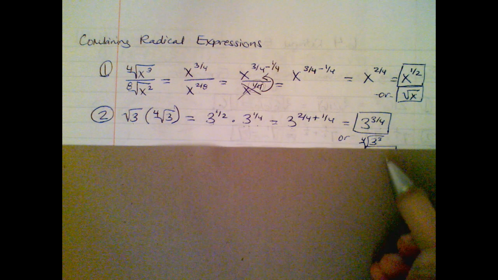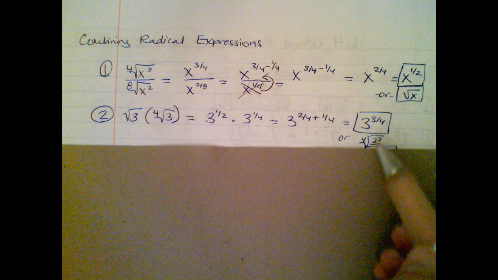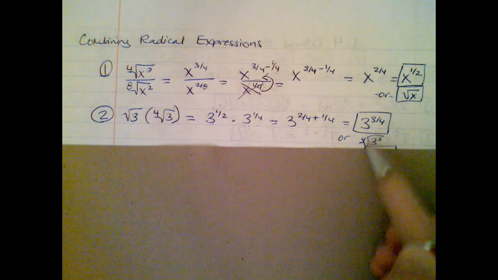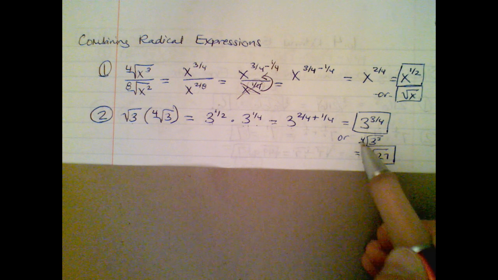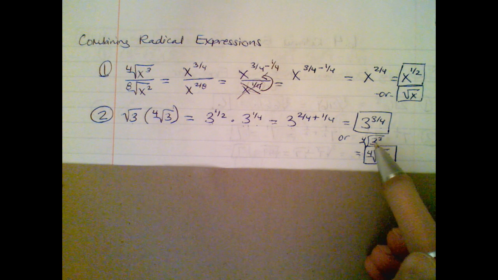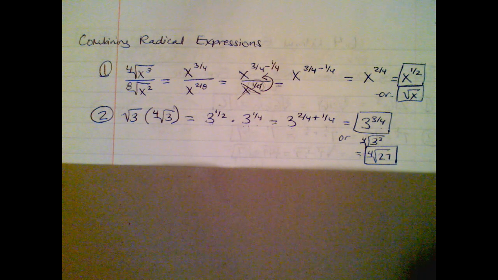If you want to go ahead and put it in radical form, we'd have 3 to the 3rd power and then the 4th root of that. And then since we have 3 3's, we need 4 of them. We can't bring anything out, so it'd just be the 4th root of 27.